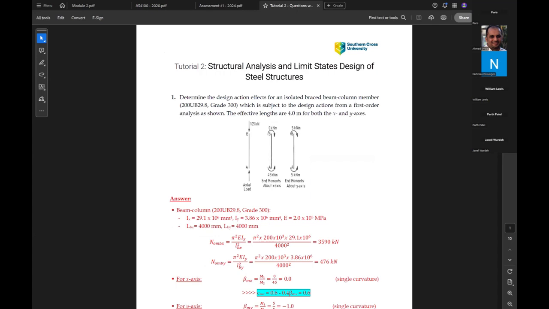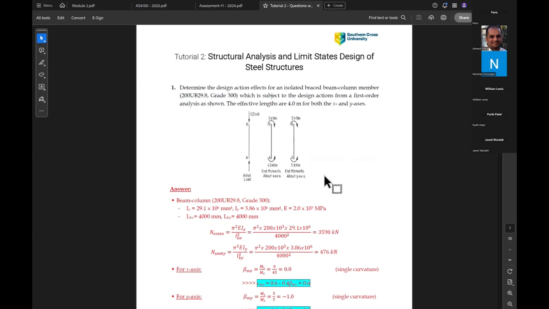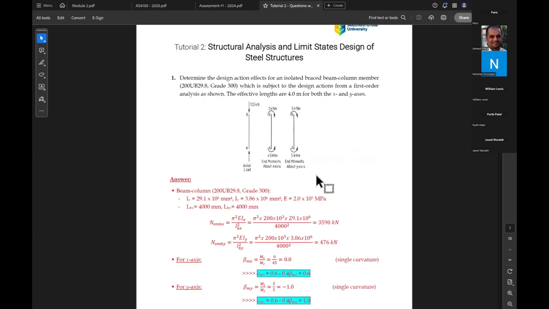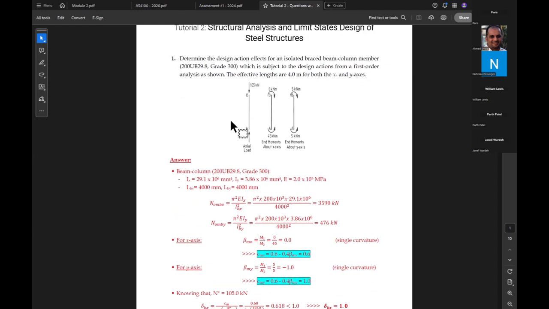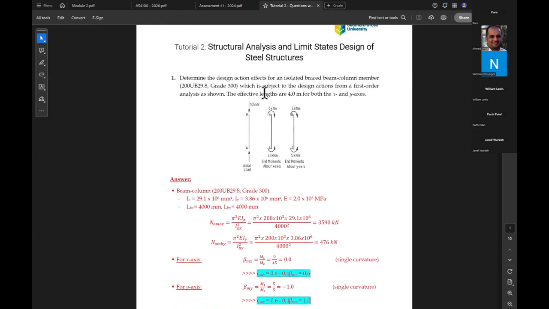Can you see this? This is a tutorial for week 2. There's something similar, but just the values are different. So for example here, that's a braced beam. Will that change anything? Because the other one's an unbraced beam.